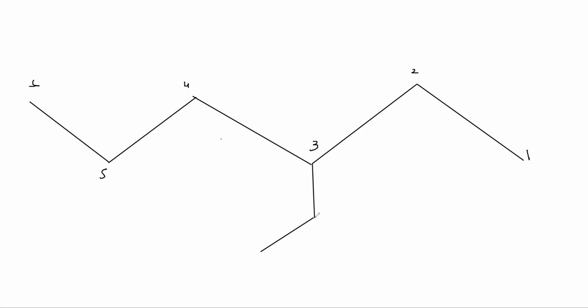Now, how many carbon atoms in the branch? 2 carbon, 1 and 2. So if 2 carbon atoms are in the branch, then this compound is 3-ethyl. Eth because there are 2 carbon, and yl because it's a branch, and 1, 2, 3, 4, 5, 6, so it will be hexane. So it is 3-ethylhexane. Why ethyl? Because there are 2 carbon atoms in the branch. Is it clear? This structure?